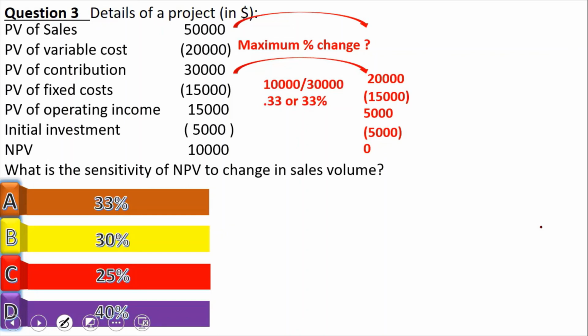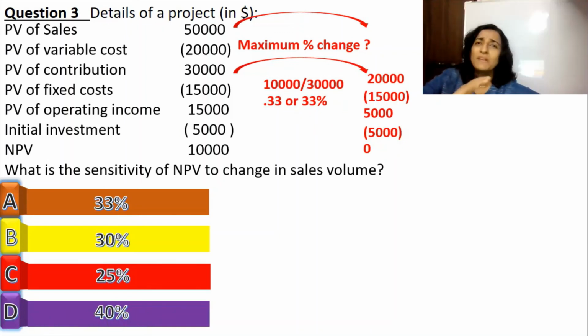That is okay, because even if the contribution drops by 33%, you will still get an NPV of only 0. You will not get a negative figure. So that's okay for us. So the maximum permissible change that is acceptable is 33%. Now this method is very tedious. We don't want to do all this long method to find out the sensitivity of NPV. Let's see whether there is any shortcut.